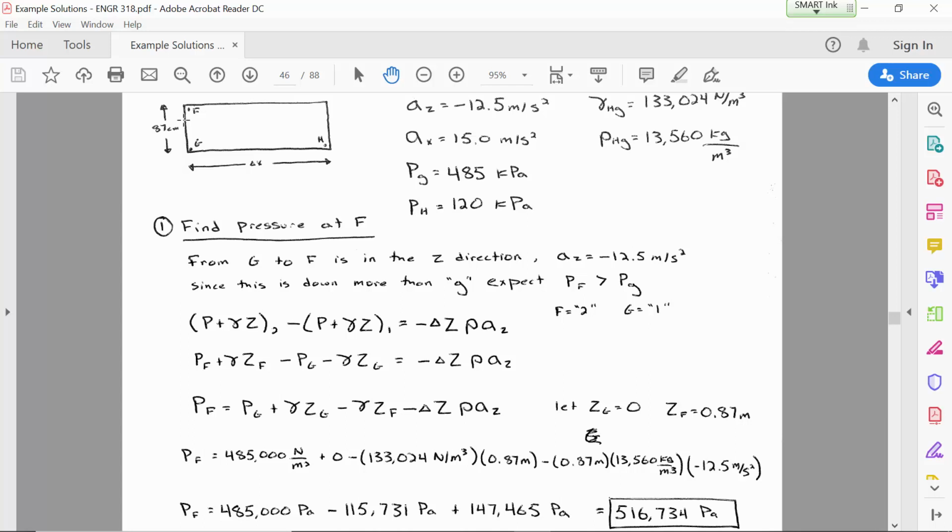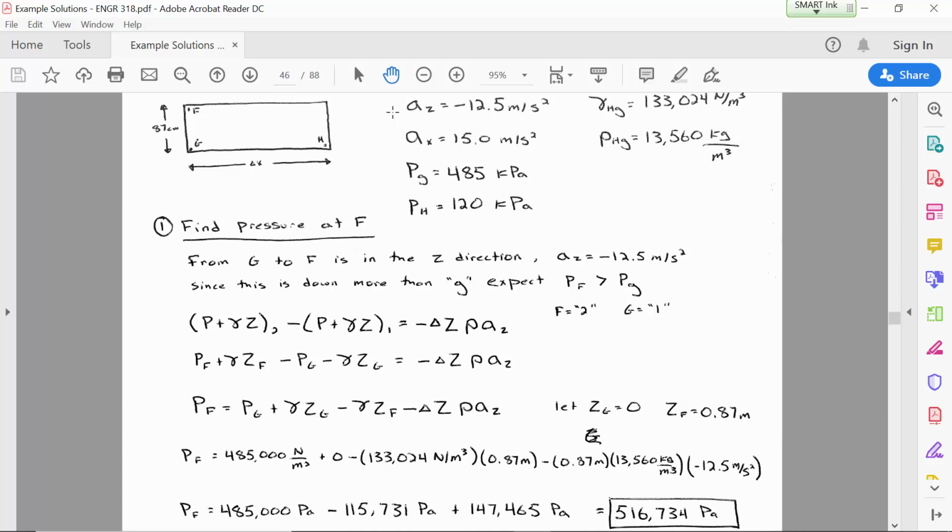You should always try and do a reality check on problems like this. It's another way to look for an error: just ask yourself, does it make sense the pressure would be greater at F? Is that what we expect? And here, yes, it should be greater at F because that downward acceleration is greater than at G.